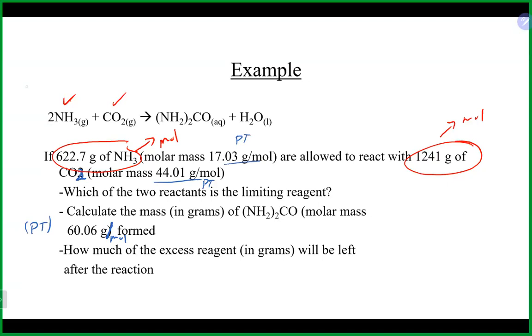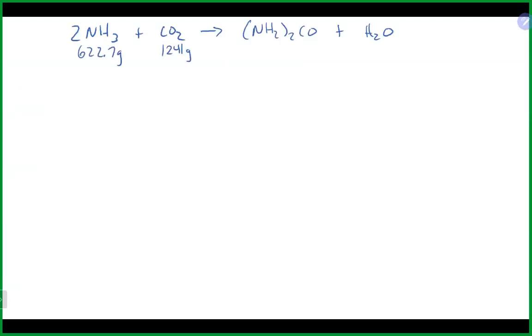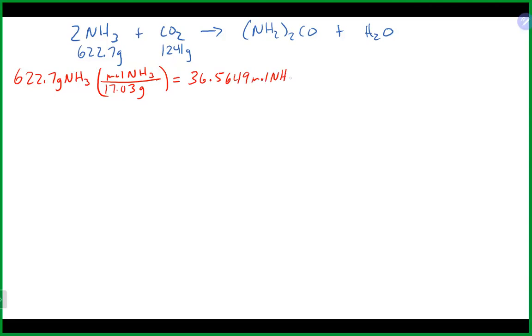So we're going to start like normal here. We're going to balance the equation, which it looks balanced, which is good. We're going to convert what they gave us into moles. I'm just going to do it on the next page so I have a little bit more room. So we're going to take our 622.7 grams of NH3. We're going to use the molar mass from the periodic table, which was given to us in this problem, which is 17.03 grams per mole of NH3. That's going to get me something like 36.5649. Once again, I'm going to take it to a few extra digits because I know I'm obviously not done with my calculation.